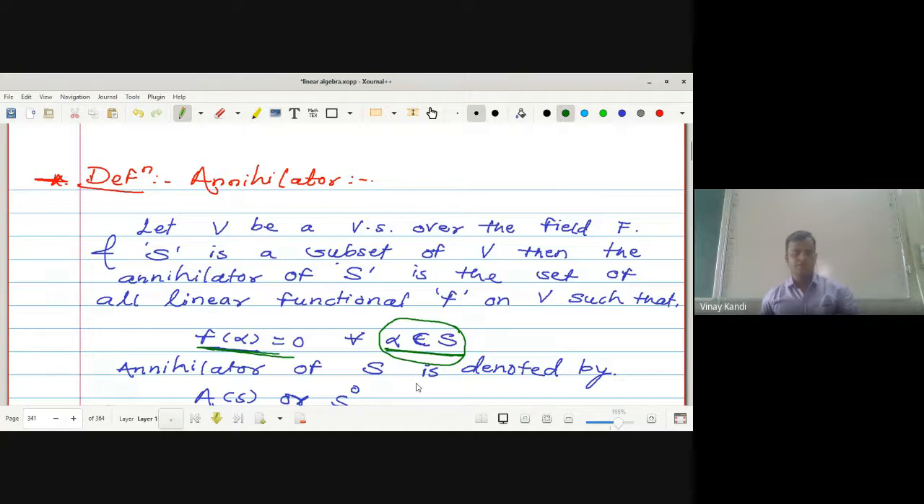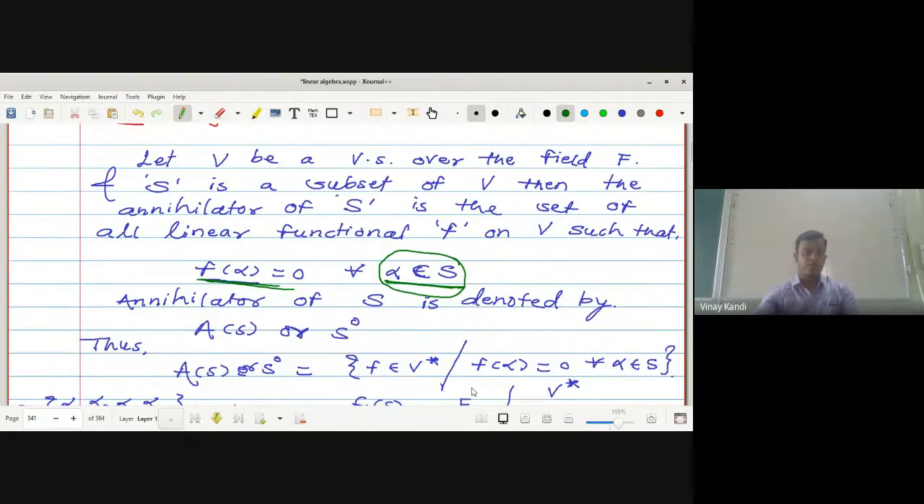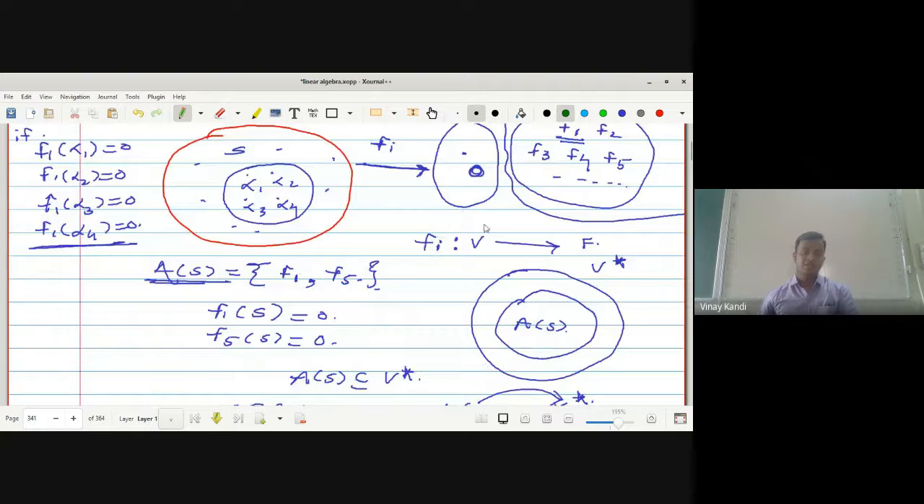In the next lecture, we will prove that the annihilator of S is a subspace of V star. And what happens if S is equal to singleton 0? If S is equal to the whole vector space? Okay, suppose I have taken S as a non-empty set. Suppose my S contains only the singleton 0, what will happen? If S is equal to whole V, what will happen? If S is a proper subset of V, what will happen? Okay, let us look at these three conditions.